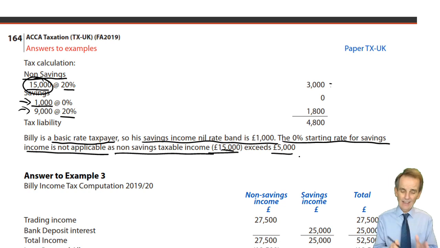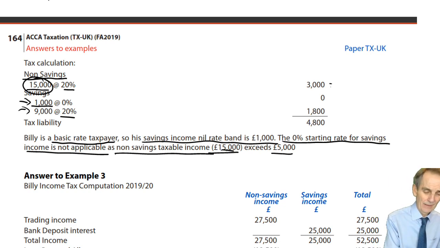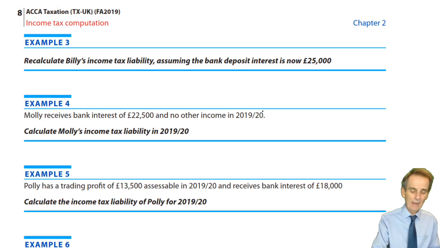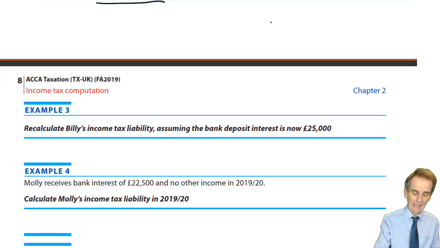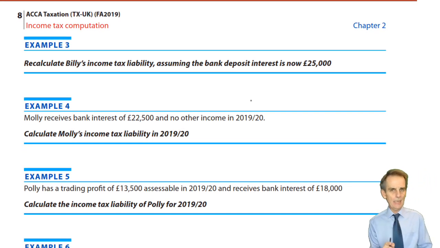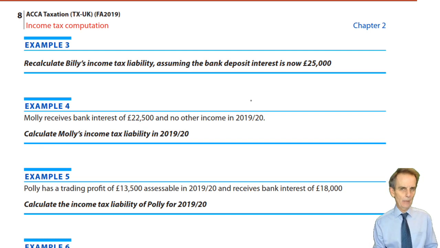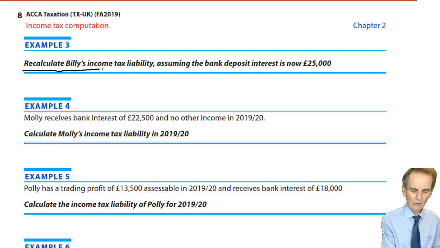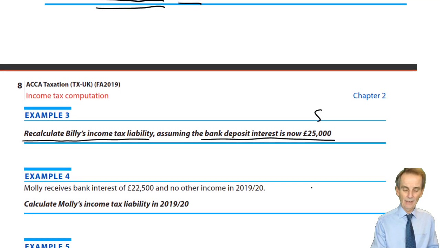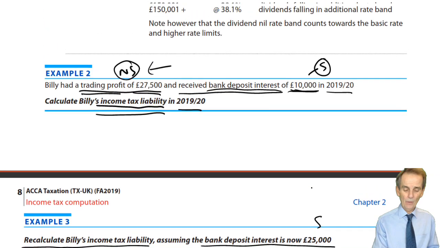Okay, that therefore was example 2. We now look to example 3. We're going back to dealing with Billy here, but we're changing one number in a way that I hope as soon as you see it and you put it together with the other information, you'll be able to identify what the issues are. We've got to recalculate Billy's income tax liability. But now we're going to assume that the bank deposit interest, his savings income, is now £25,000.